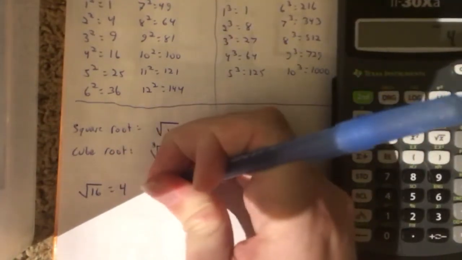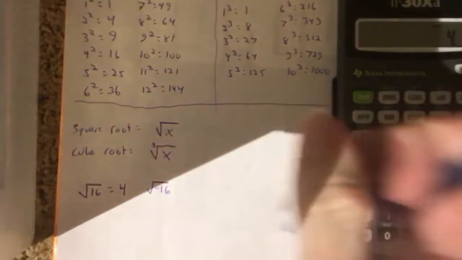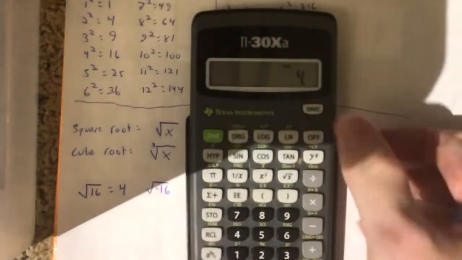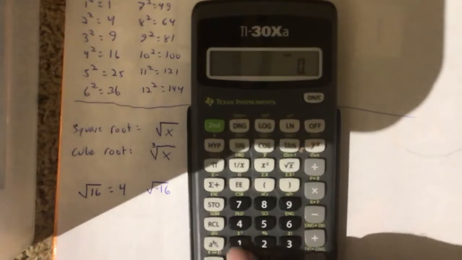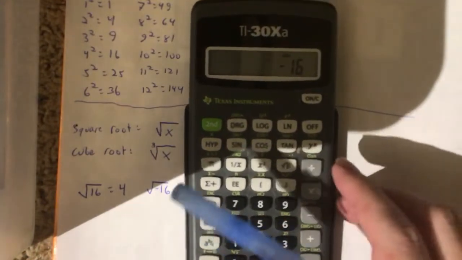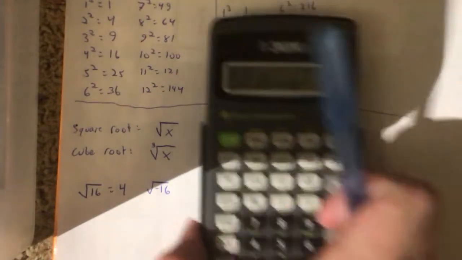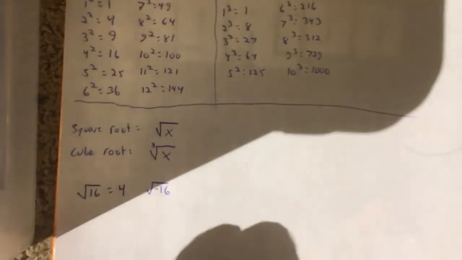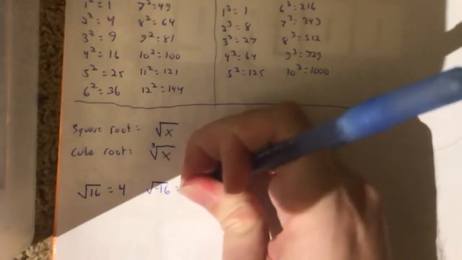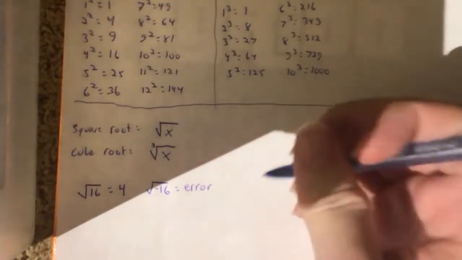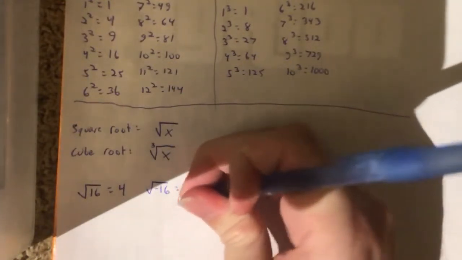However, what if I took the square root of negative 16? What is that going to give me? I'll type in 16, hit the negative sign, then the square root. I get an error. This means that it's not possible. I can't do it.